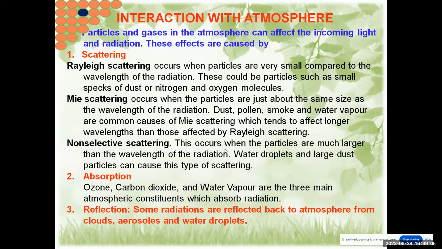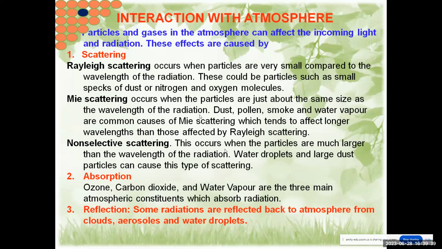So the first is the interaction with the atmosphere, the second is the interaction on the ground, and the third is the interaction with the satellite. That is the third phenomenon. In the interaction with the atmosphere, there are three main phenomena: the first is scattering, the second is absorption, and the third is reflection. In scattering there are three fundamental types: the first is Rayleigh, the second is Mie scattering, and the third is non-selective scattering.